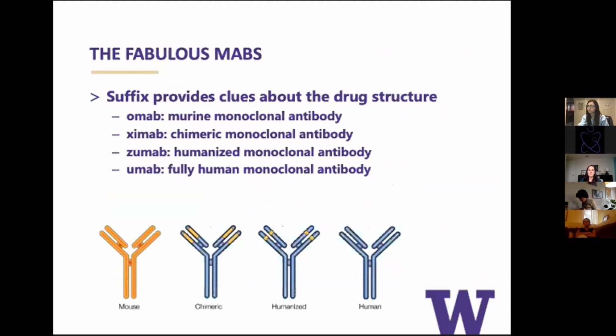And if you remember from your pharmacology, they're named in a specific convention according to the species of origin of the fragments of the antibody. So those with the suffix -omab are derived from a murine source, or a mouse source. -iximab are chimeric and have variable regions that are of murine origin, and then constant regions that are of human origin. And then -zumab are mainly derived from a human source, and -umab are entirely human in origin.